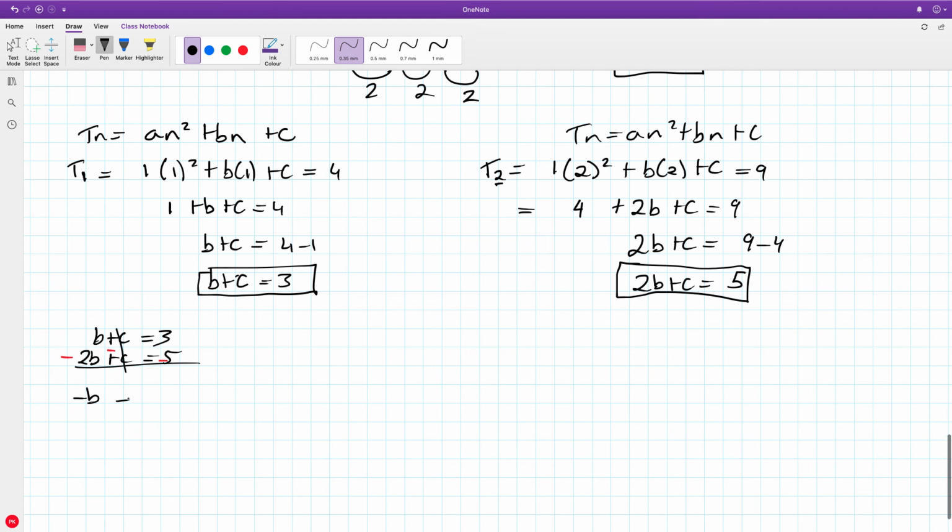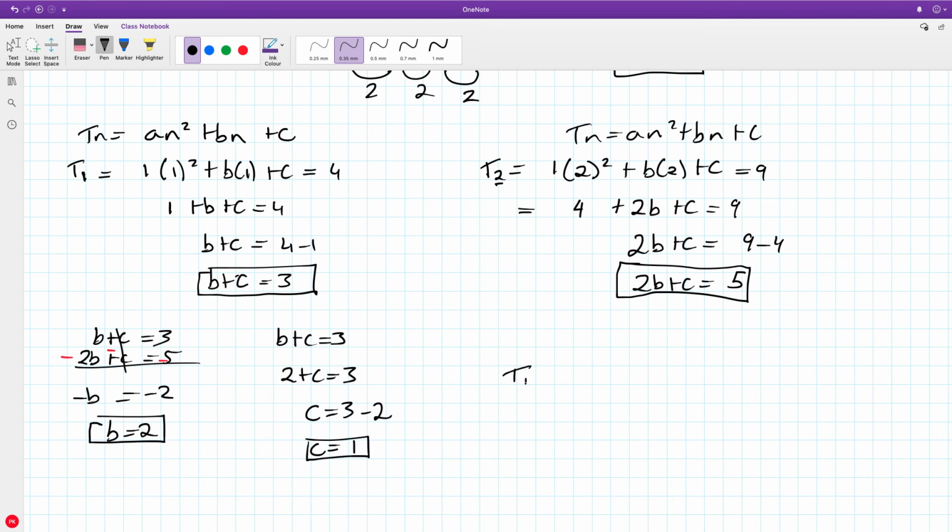Minus b is equal to minus 2. b is equal to? Here? The red? Because I don't want minus b, I want b. b plus c is equal to 3. b is 2, so 2 plus c is equal to 3. c is equal to 3 minus 2. c is equal to 1.